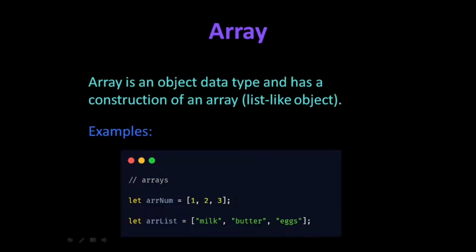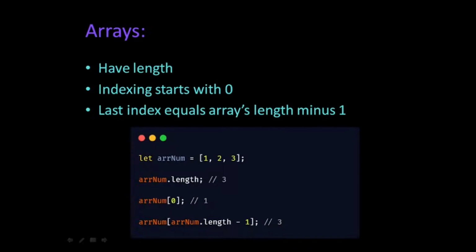Array is an object data type and has a construction of an array. For example, we have an array with numbers and an array with strings. Arrays have length. Indexing starts with 0. And the last index equals the array's length minus 1.